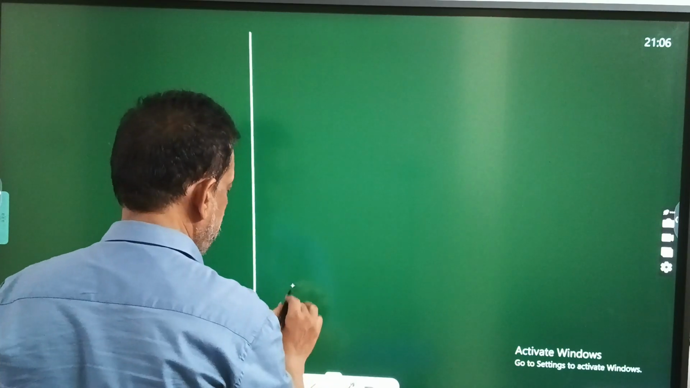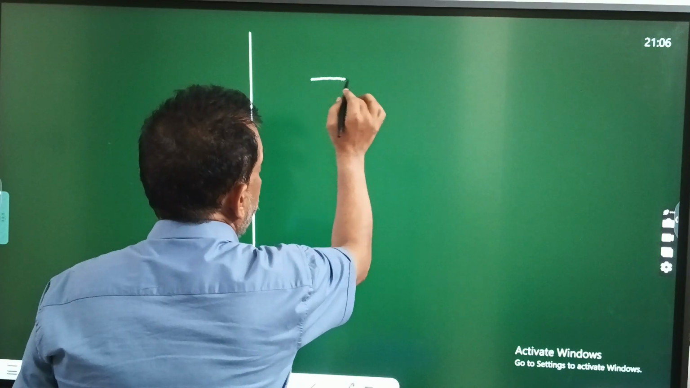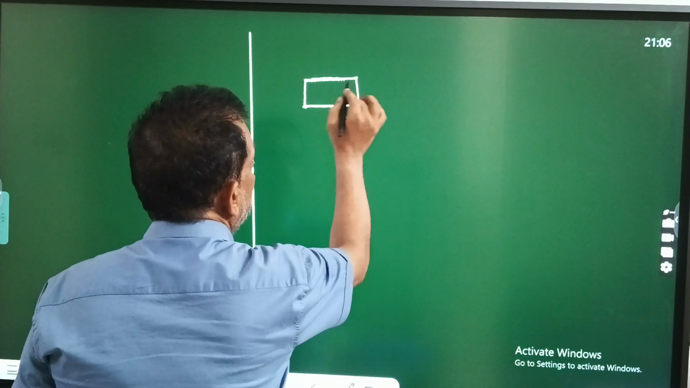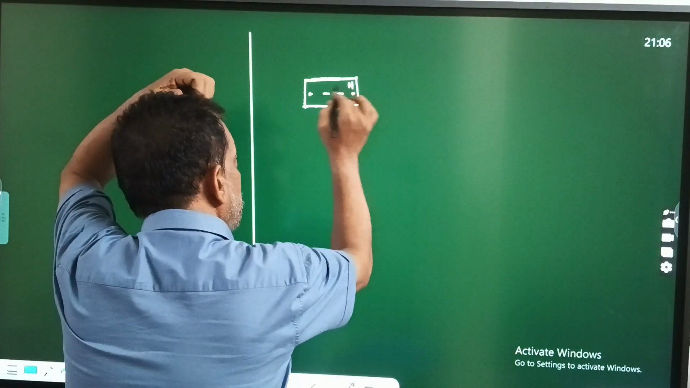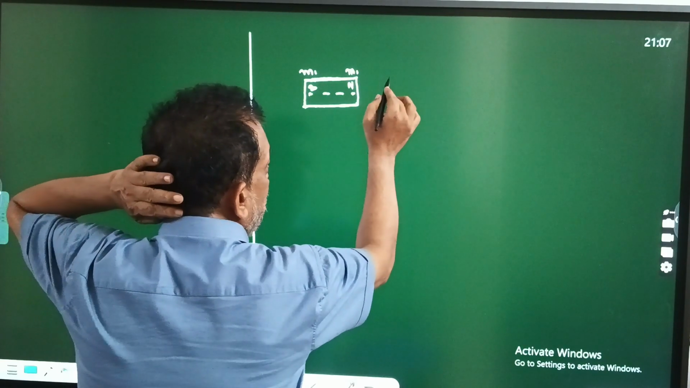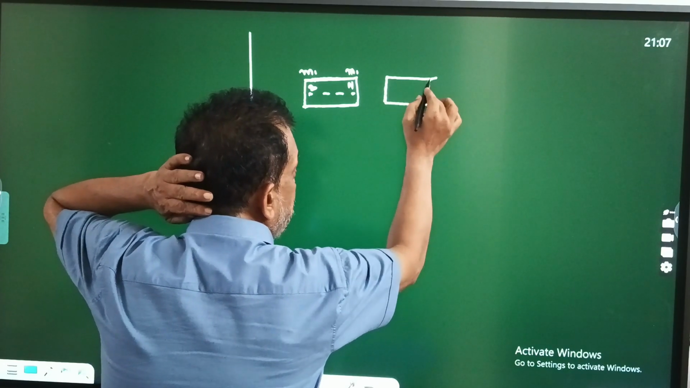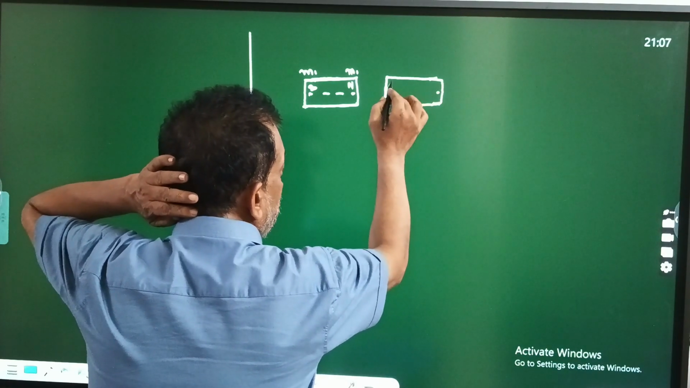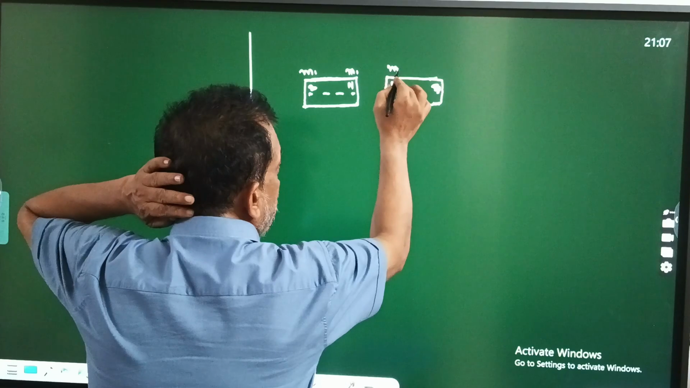In magnetism, the force of attraction between two magnets. This is the magnet, this is the axis of the magnet. This I call the north pole, this I call the south pole. The pole strength I call M1. Another magnet of pole strength M2, and I am keeping north and north near together, so this is a repulsive force.